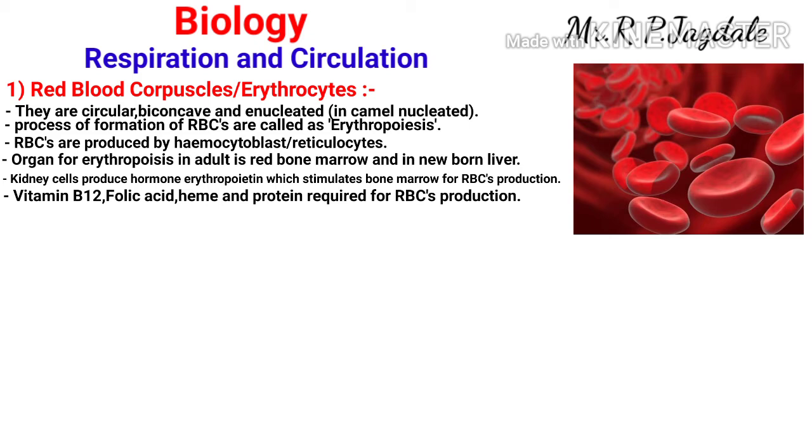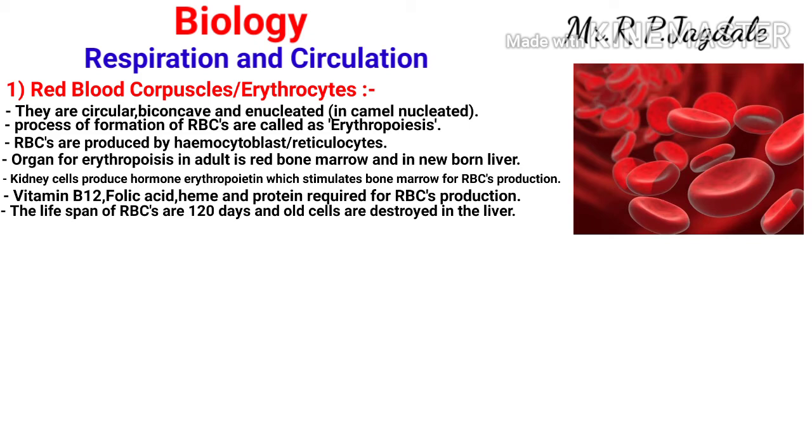Now, what is the lifespan of the RBCs? The average lifespan of the RBCs is 120 days. That means the RBCs produced in our body can live up to 120 days. After the 120 days, the old RBC cells are destroyed in the liver, and new RBC cells are produced.